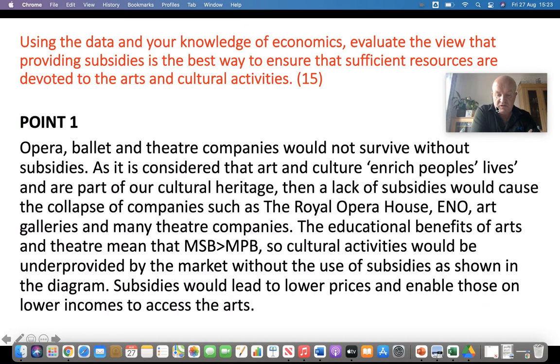Okay, so subsidies would lead to lower prices, and that would enable those on lower incomes to be able to access the arts. So clearly, in this scenario, as we mentioned, the marginal social benefit is higher than the marginal private benefit, and as a result, that would be a point for justifying the use of subsidies to try to encourage arts and cultural activities.